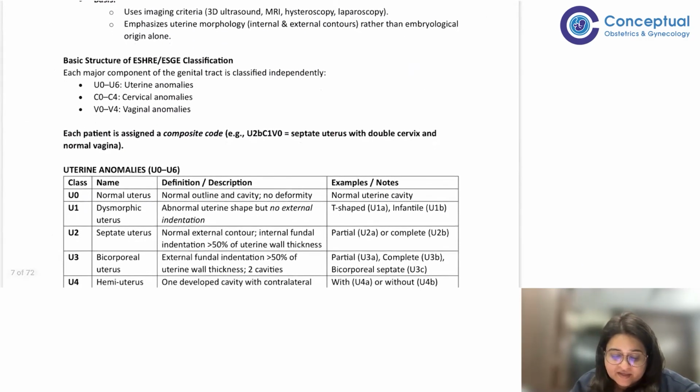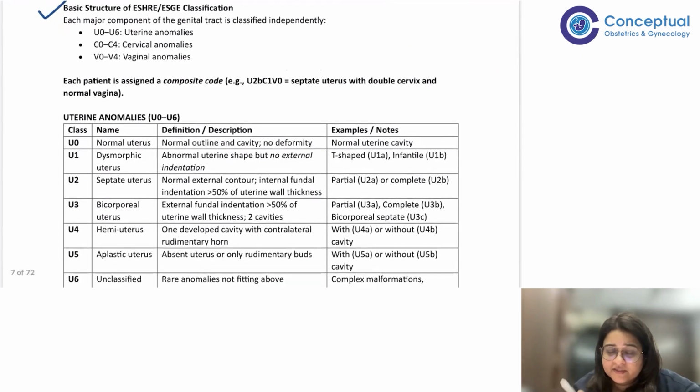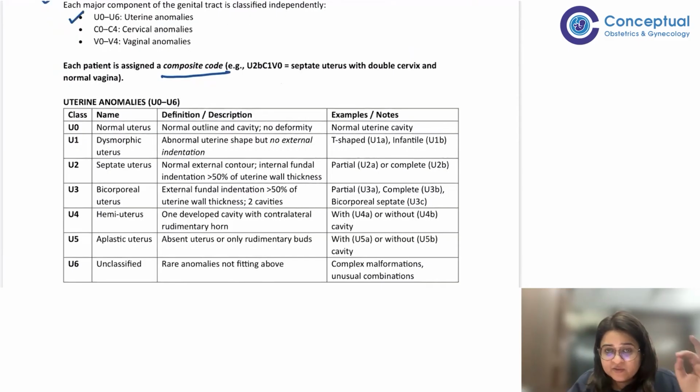What ESHRE says is that they have divided uterine anomalies separately, cervical anomalies separately, vaginal anomalies separately. Each patient is assigned a composite code, because it's been found that there are many complex anomalies which coexist. So it's not only a simple septate uterus. It might be a septate uterus with a septate cervix with a transverse vaginal septum. So you have to put everything together, the three parts: uterus, cervix, and vagina. Uterine anomalies are labeled U0 to U6, cervical C0 to C4, vaginal V0 to V4.